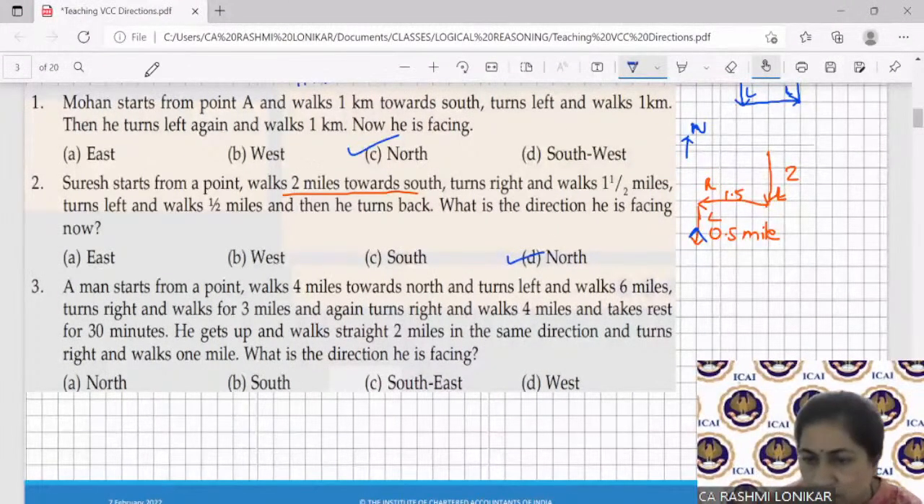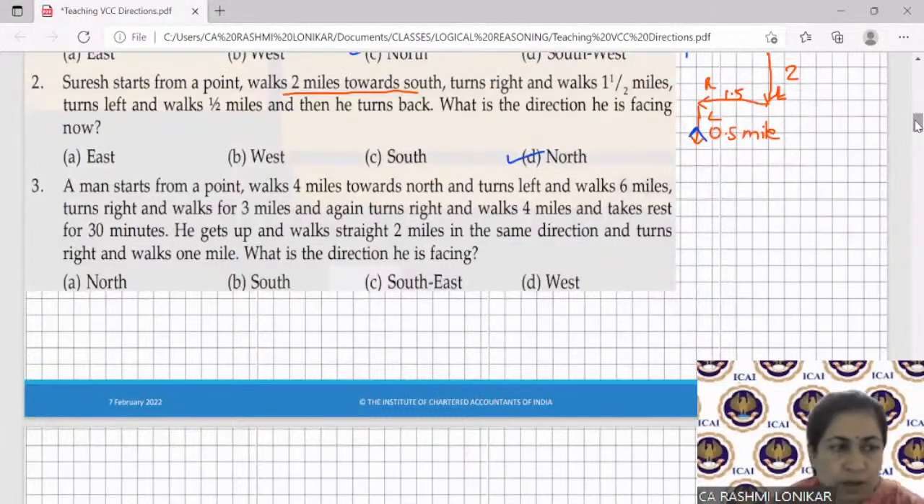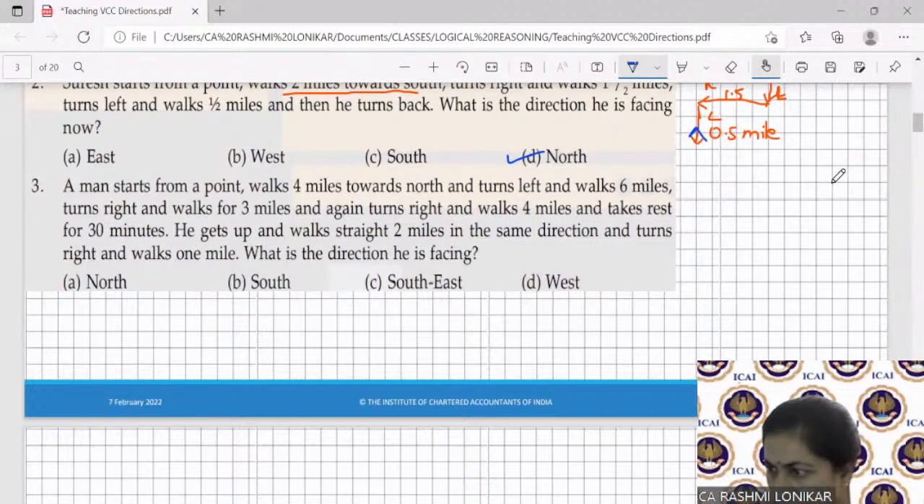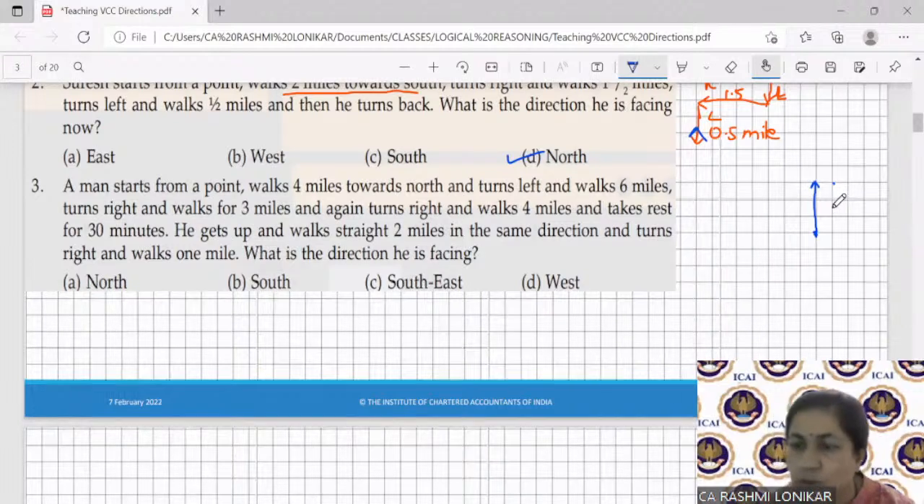Okay, let us go to the next sum. A man starts from a point and walks 4 miles towards the north. Let me keep him here. North is this direction, so he is going 4 miles. Which is his left? This is his left. And he turns left and walks 6 miles.